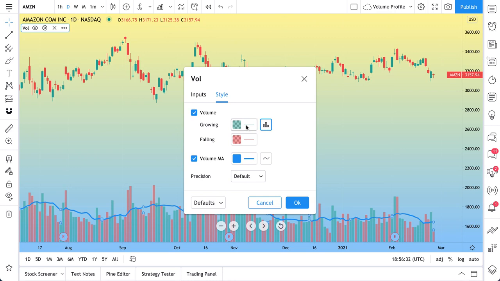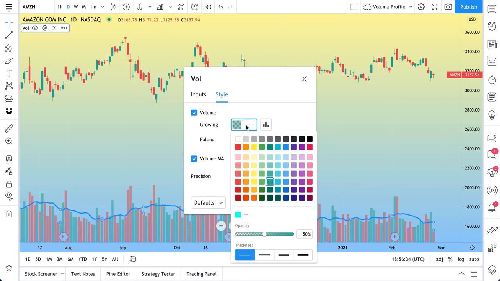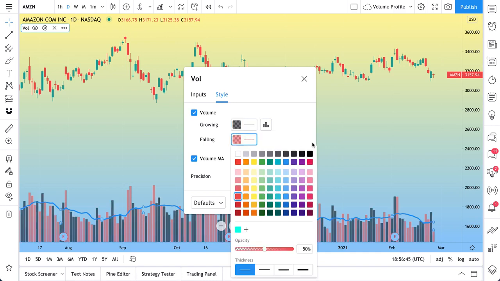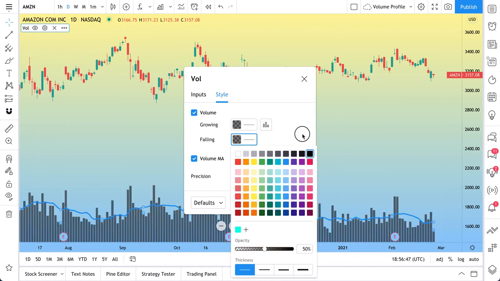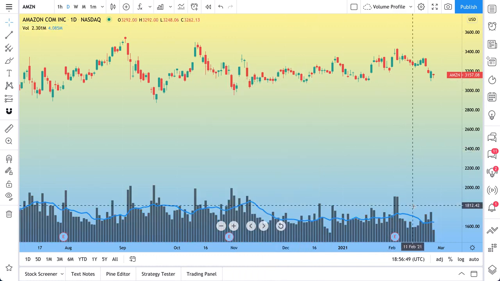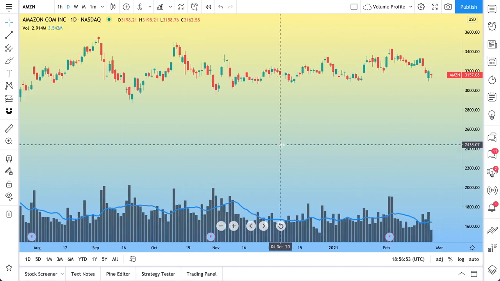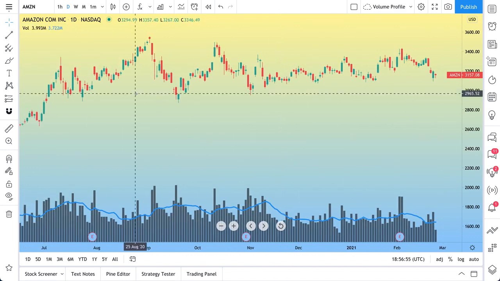Now, some people actually like to make their volume all one color so that they don't get distracted at all. They just want to know, is volume rising or is it falling? That's all they want to know. So they might change the color of their volume bars to one common color like this. And now you can compare volume to its average just like that. That is the basics of volume.